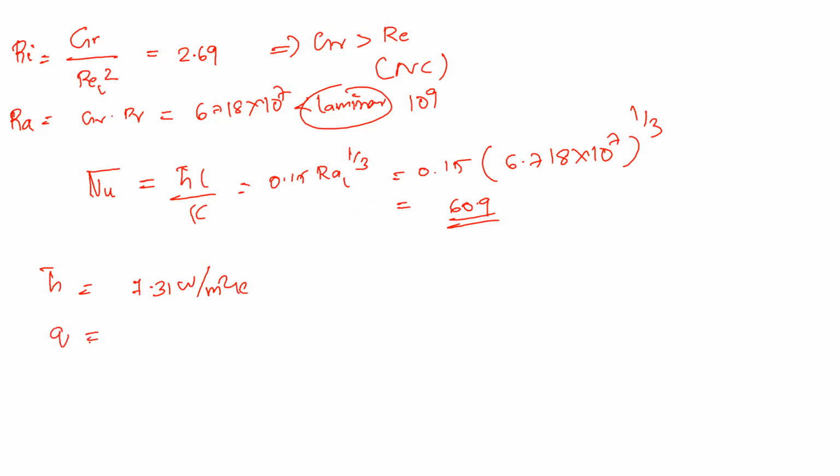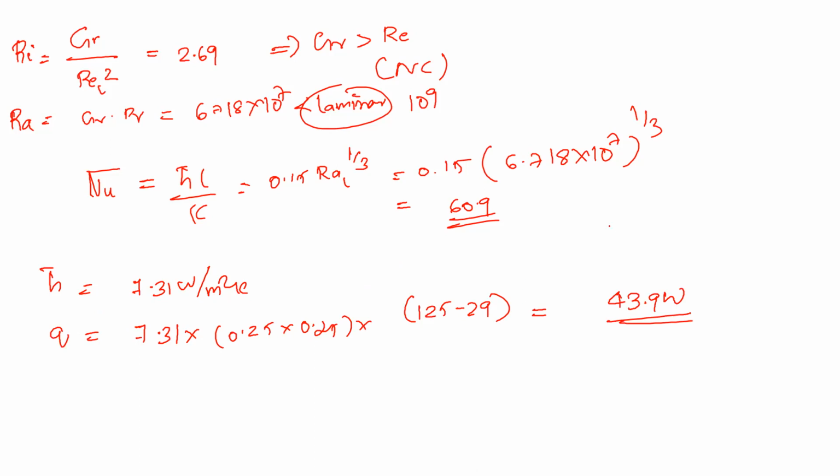Also we can calculate the Q value. Q is 7.31, h, delta T into length into width. So 0.25 into 0.25 into 125 minus 29. That comes to be 43.9 watts. This is actually due to natural convection.